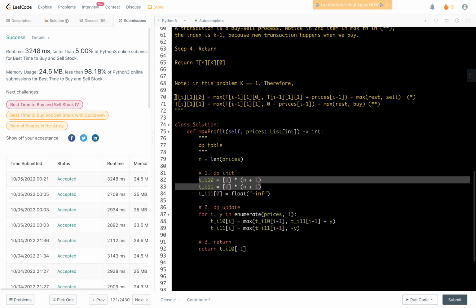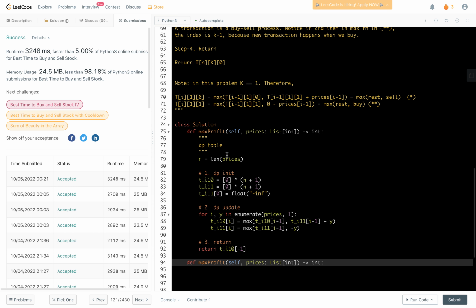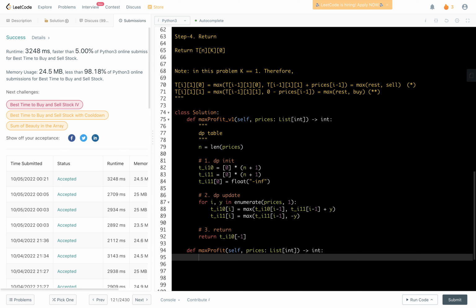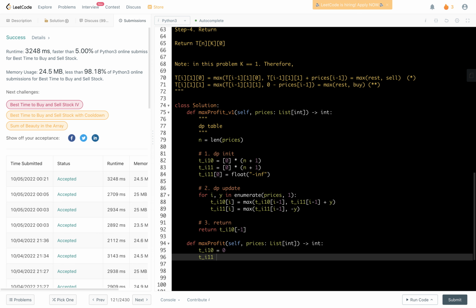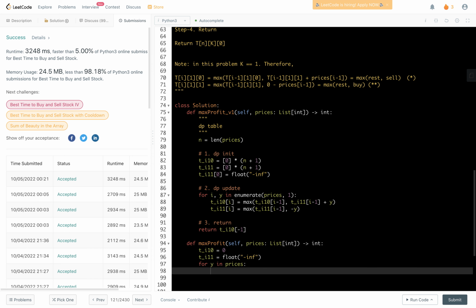So next we are going to present another format, because here we are using O(n) space overall. But if we observe the two equations, there are only two variables involved. So let's write another format. So we are going to change this one to be version v1. And here what we are going to do is that we initialize T_i10 to be 0 and T_i11 to be negative infinity. Then we are going to do the iteration.